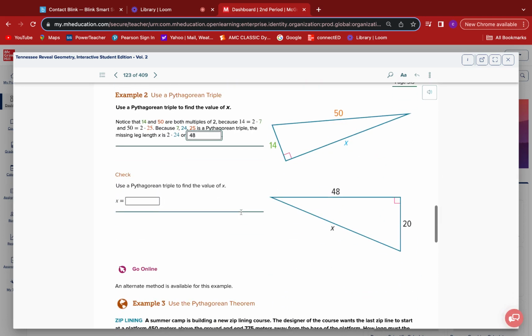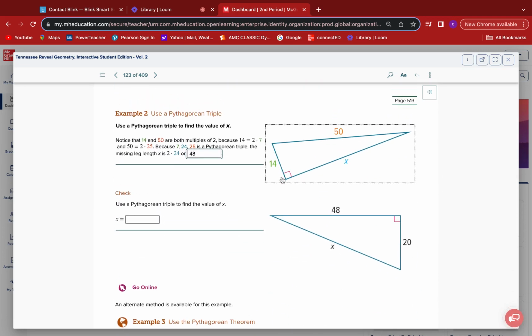So I usually just do the Pythagorean theorem. 14 squared plus x squared equals 50 squared. And of course, you're going to end up with the 48. All right. Use a Pythagorean triple to find x.